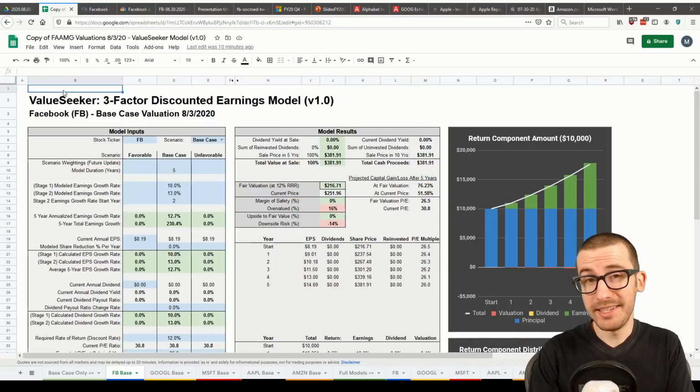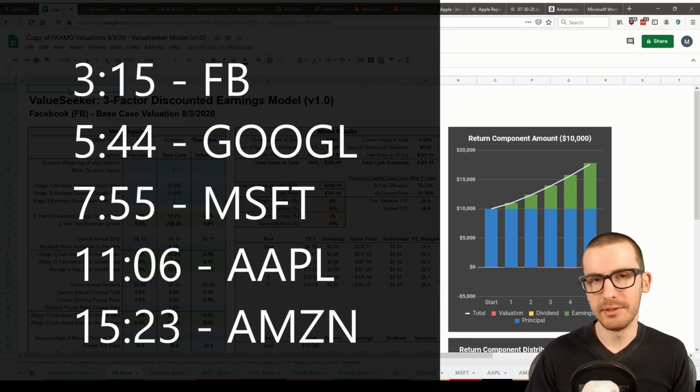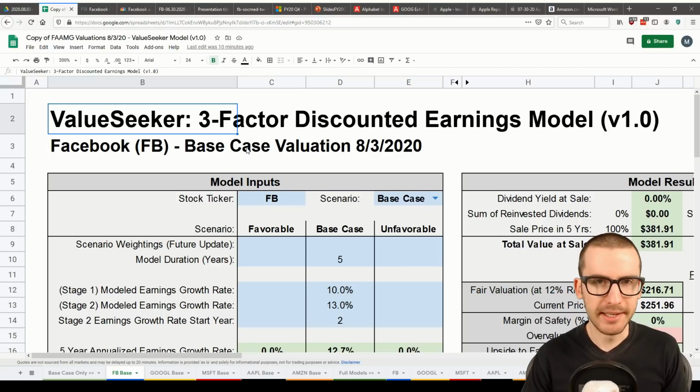For those who have not seen this model before, I'll briefly walk through how it works. If you're already familiar with the model, you can use the timestamps in the description to help navigate to the sections most relevant to you. The ValueSeeker model is a discounted earnings model, so it effectively projects the future earnings for a company and then calculates what's the fair value price you need to pay today in order to achieve a specified rate of return.